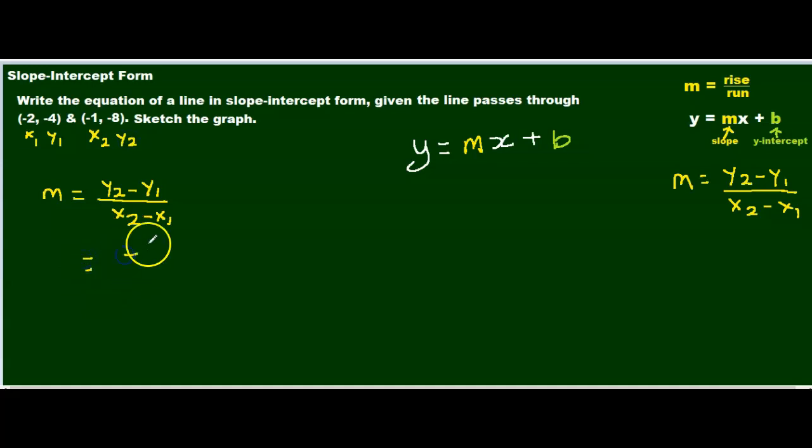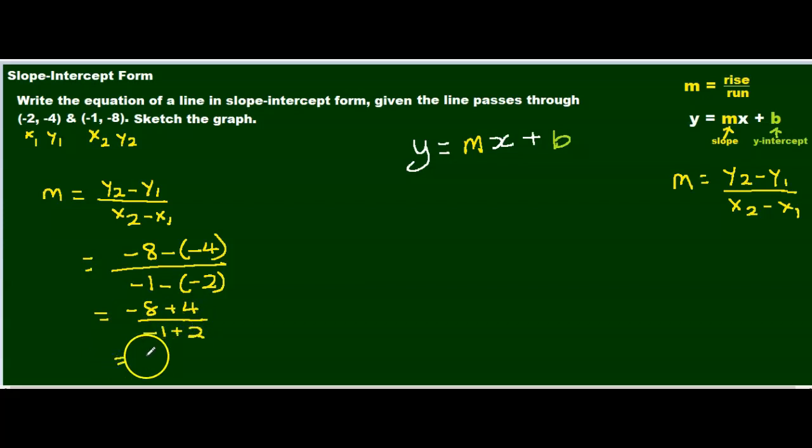So I'm going to substitute that. My y2 is negative 8 minus y1, which is a negative 4, over x2, which is negative 1, minus x1, which is negative 2. Double negative, so I have negative 8 plus 4 over negative 1 plus 2, which gives me negative 4 over 1, which gives me negative 4. So my y equals negative 4x plus b.